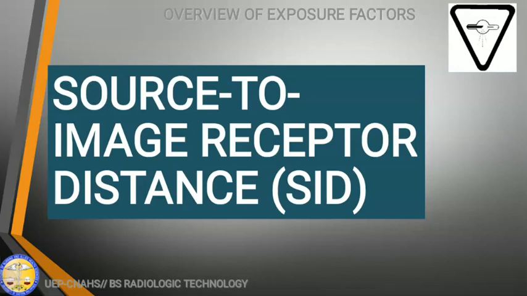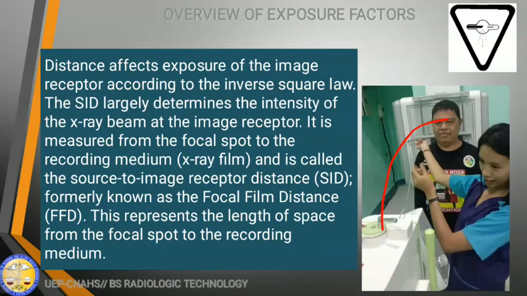So, yung kVp, yung mA, yung exposure time, or mAs, can be found in your operating console. However, this last technical factor, the source to image receptor distance, wala na dun sa operating console. This is now in your exposure area. So, sa exposure room. Like yung ginagawa ni John, tingnan nyo, there is the measurement. So, this is now the SID for a certain procedure.